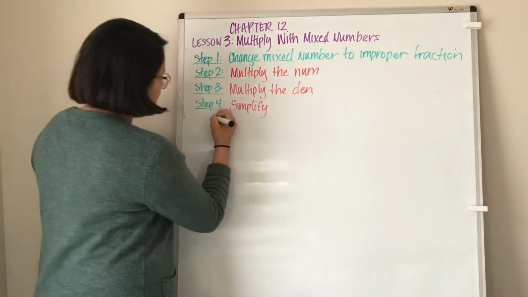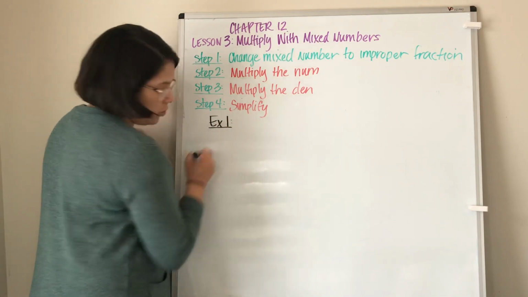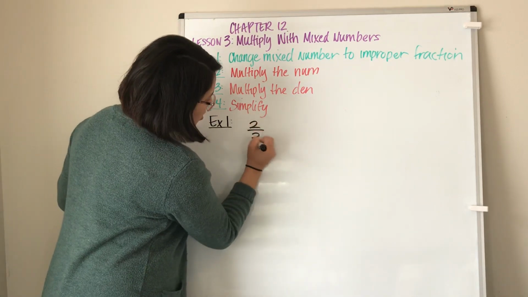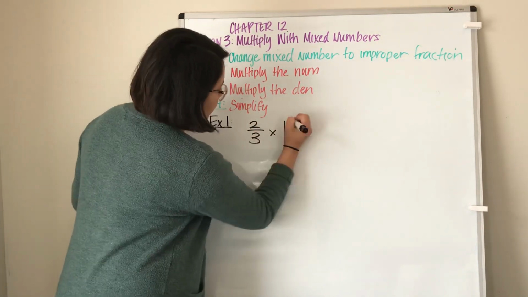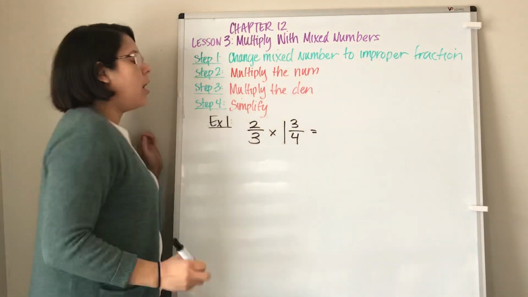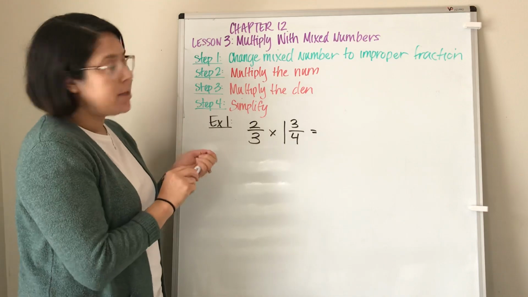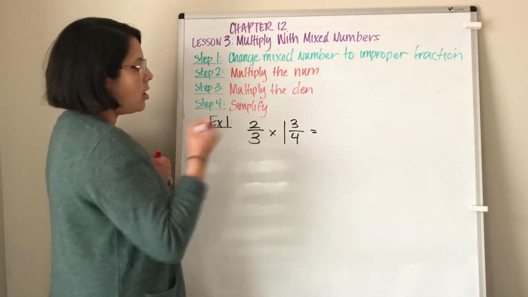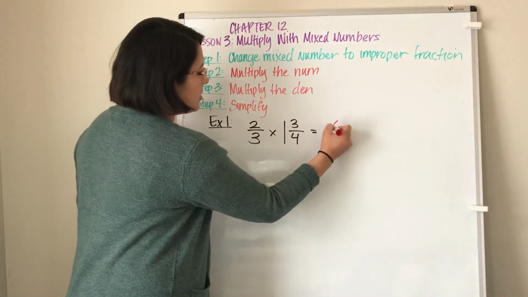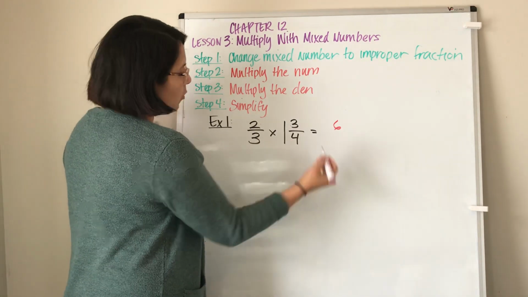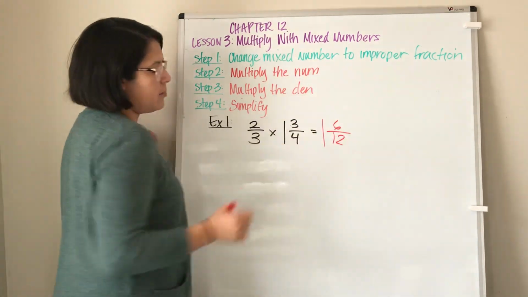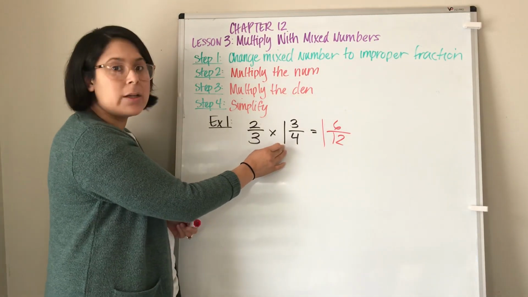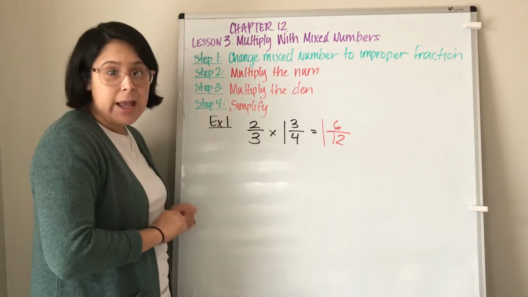So let's do the first example. I'm going to give you a few different types of examples here. So we have 2/3 times 1 3/4. Okay, so step 1 says change your mixed number into an improper fraction. I cannot multiply and say 2 times 3 is 6, and then 3 times 4 is 12, and oh, I forgot that 1, so let me add that 1. That doesn't work. You can't do that. When there's a whole number here, that's going to mess your answer up.